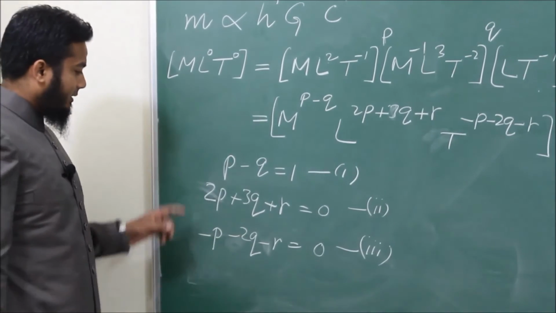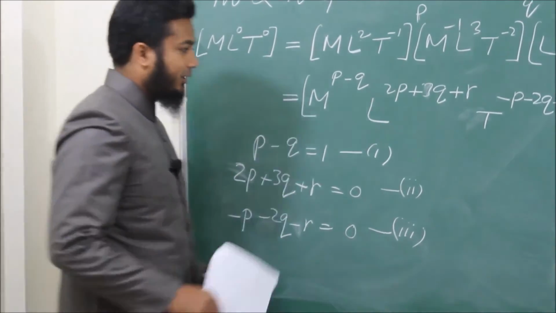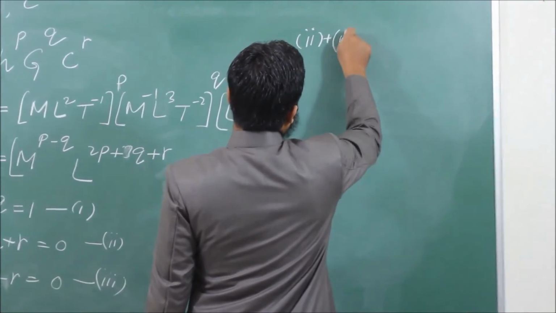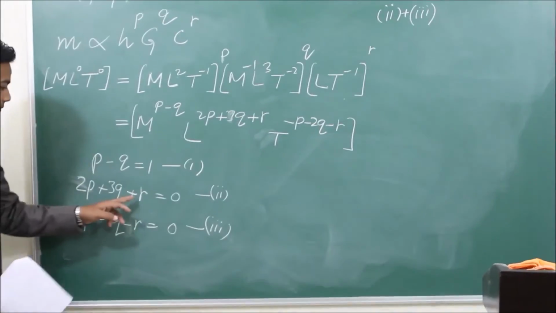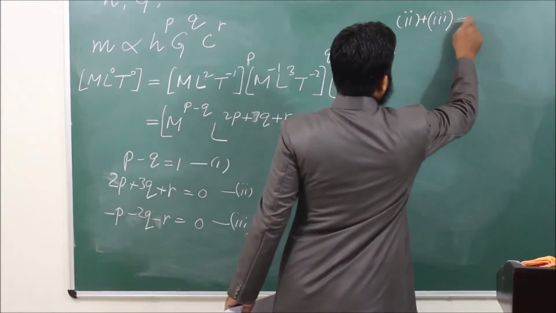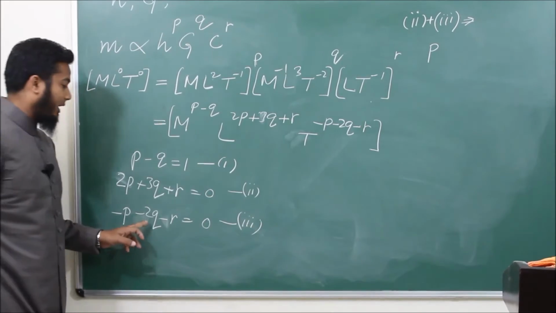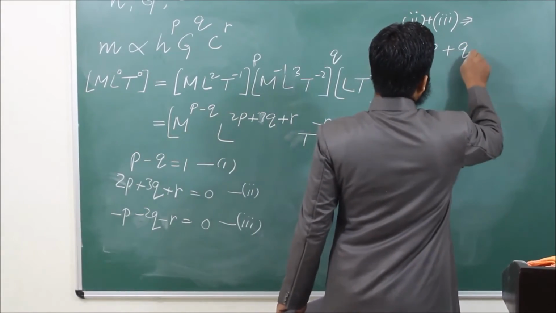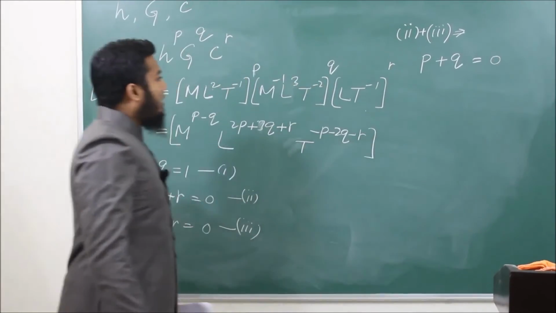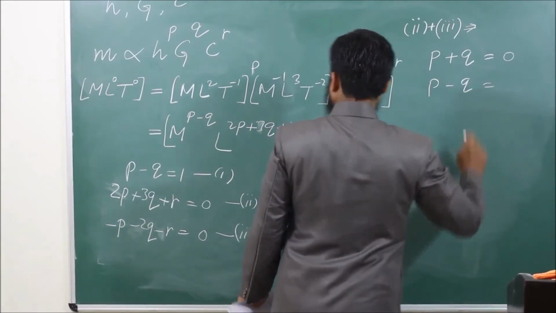Now if you add equation 2 and equation 3, you can see r will be eliminated. So add equation 2 and equation 3, and r will be cancelled out, and it will give you 2p minus p, which is just p, and 3q minus 2q, that is q. So p plus q is equal to, on the right hand side, 0 plus 0, which is again 0. And the first equation is here, so let's write it again: p minus q is 1.